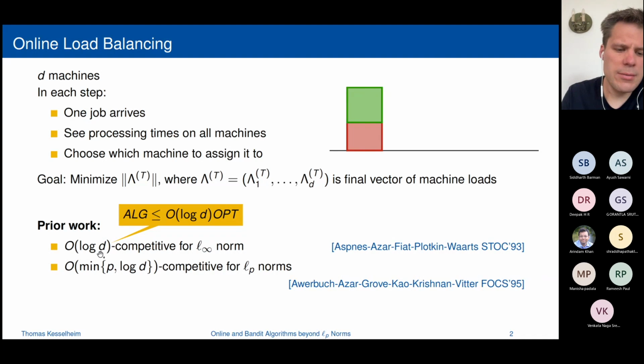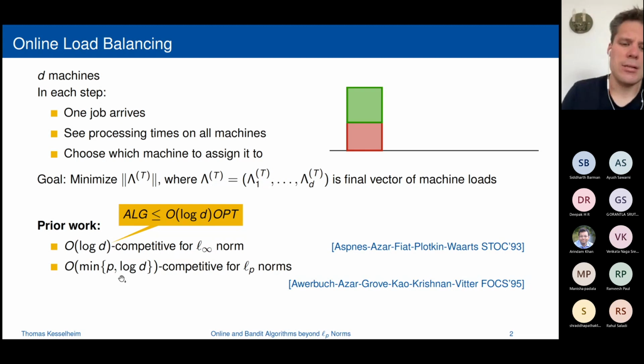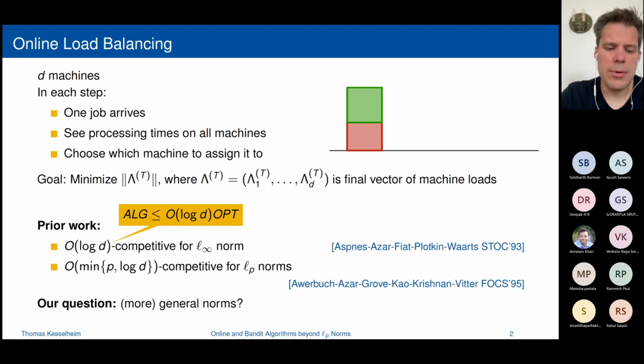And only shortly after, this was generalized to LP norms, and then what you get is an O of min of P and log D competitive algorithm for arbitrary LP norms, so for any P of at least 1. Good. So these are actually both tight. Apart from the constant factors, there's nothing else to be done here. But the natural question that this raises is, what about more general norms?